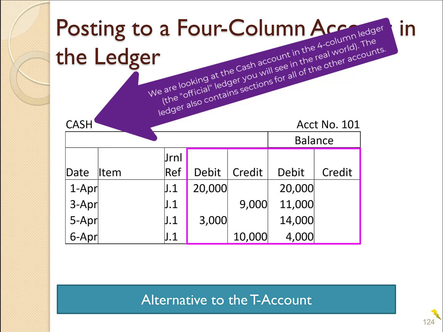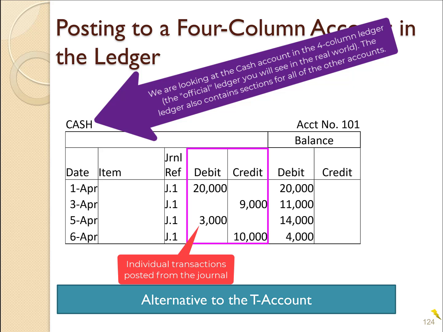The first pair of debit-credit columns is for transaction amounts posted to the account from the journal, such as a $20,000 debit and the $9,000 credit. The second pair of amount columns shows the balance of the account as of each date. For this reason, the 4-column account format is used in practice, whereas the T account is used when learning accounting and when trying to analyze difficult transactions on a piece of scratch paper.